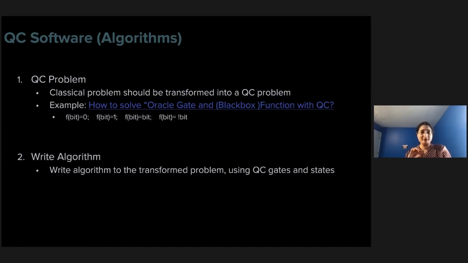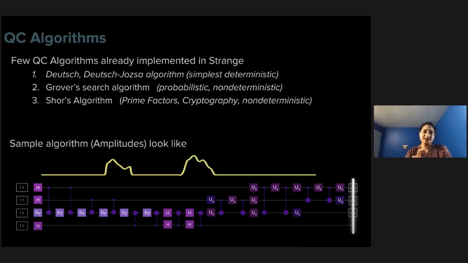After identifying the problem and transforming, you go about writing the algorithm. And Strange itself implemented a few of such algorithms like Deutsch, which is a deterministic algorithm. And based on the output, the algorithms could be deterministic or probabilistic, like Grover's and Shor's are probabilistic.